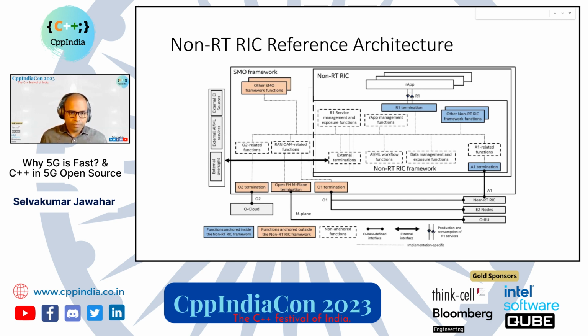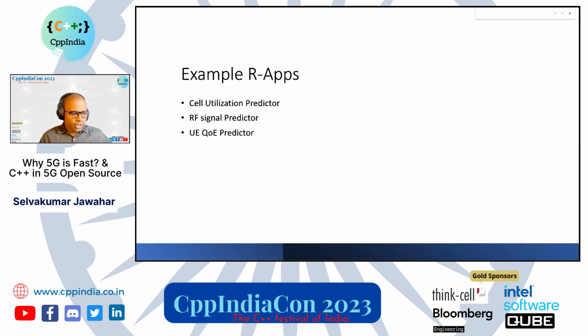Some of the examples are, it can see the historical data of that particular cell, and it can do a cell utilization predictor, which means it can say that during this time of the day, of the year, the number of users are more dense in this cell. So during this time, it can tell the RF GNBs to change your policies dynamically during this time of the day, and in some other time of the day, you can do something else. So you can create an RAP to do that.